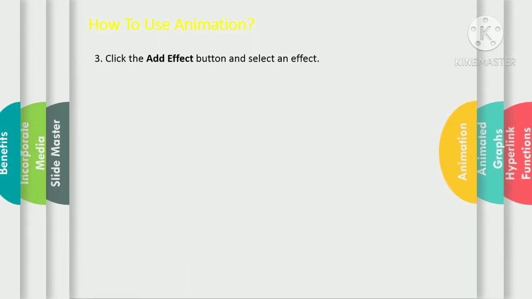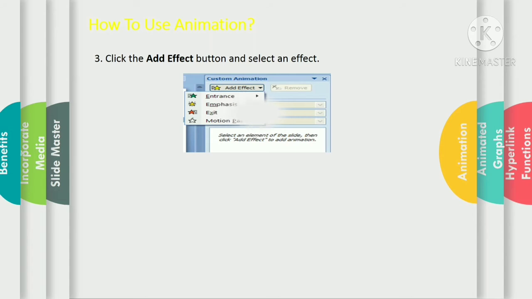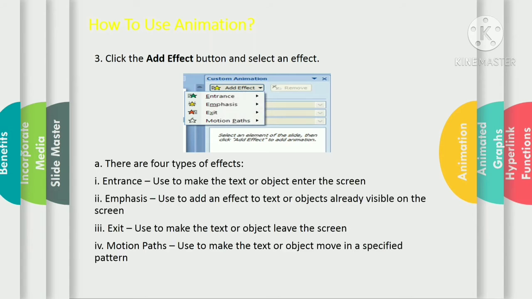Click the add effect button and select an effect. There are 4 effects: entrance, emphasis, exit, and motion paths. Entrance is used to make the text or object enter the screen, and exit is used to make the text and object leave the screen. Emphasis is used to add an effect to the text or object that is already visible on the screen, and motion path is used to make the text and object move in a specified pattern.